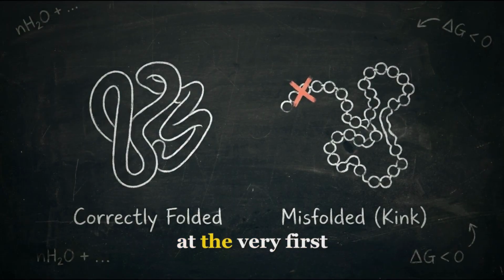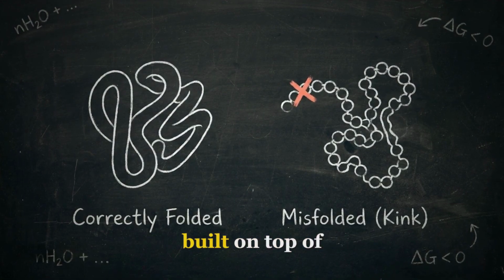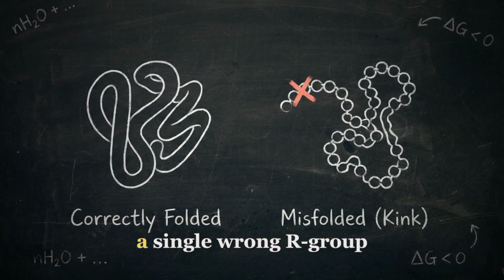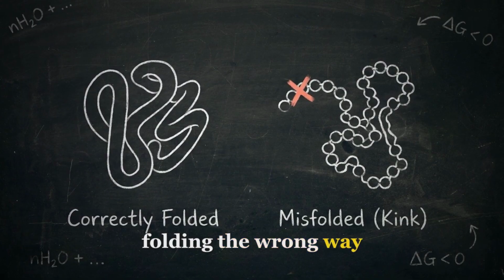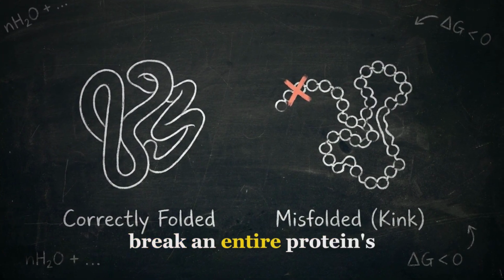Change the sequence at the very first layer, and every layer built on top of it can collapse, since a single wrong R group folding the wrong way can be enough to break an entire protein's function.